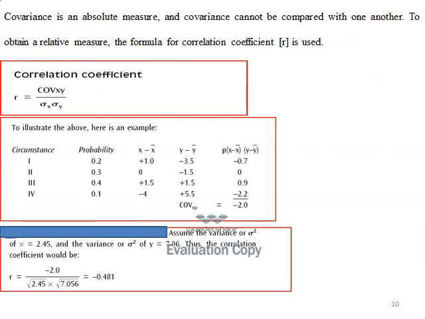However, covariance is not an absolute measure. Covariances cannot be compared with one another. To obtain a relative measure, the formula for the correlation coefficient is required. We can calculate the correlation coefficient by dividing the covariance by the product of the standard deviations of the assets included in the portfolio. Here, for example, we calculate the correlation coefficient, and it seems to be negative 0.48.